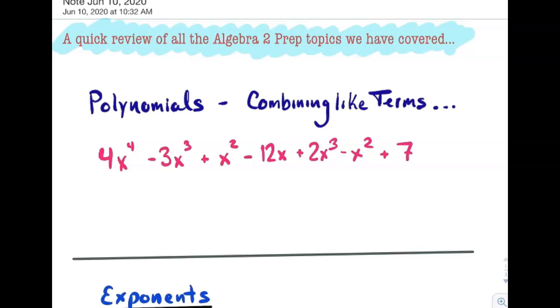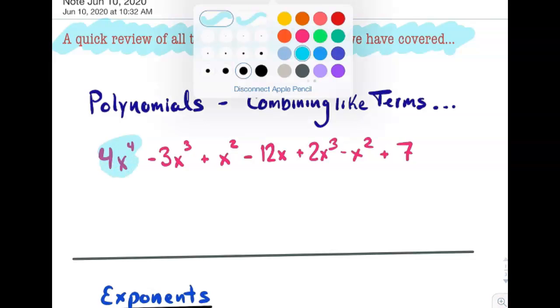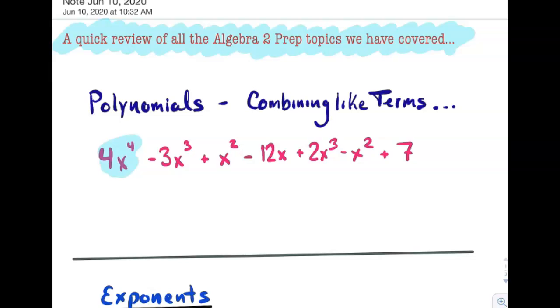So if you notice, how many x to the fourths do I have in this entire row? It looks like I only have this one, and there are no other x to the fourths. How many from the x to the third family? There's this one, x to the third, and this one. Notice how when I highlight it or circle it, whatever you choose to do, I'm including the sign because that goes with it.